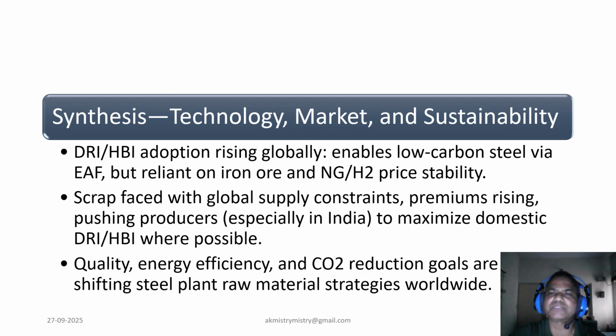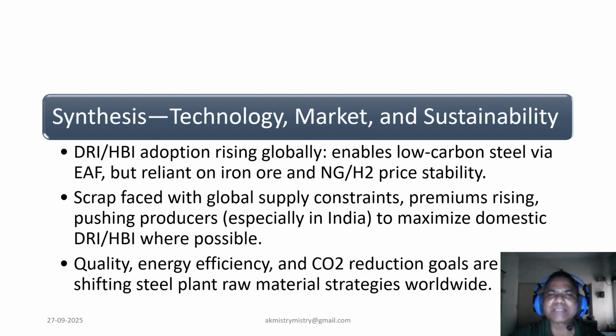Producers must invest in natural gas efficient and hydrogen ready DRI HBI plants to ensure long term sustainability, especially in Asia, Europe, and MENA. And scrap importers need to look at blending strategy with DRI and HBI to offset cost and quality issues. At the same time, close monitoring of iron ore and gas trends is crucial for viability. For India, the opportunity is to remain the leader in DRI volumes while ensuring stable supplies of ore and gas.